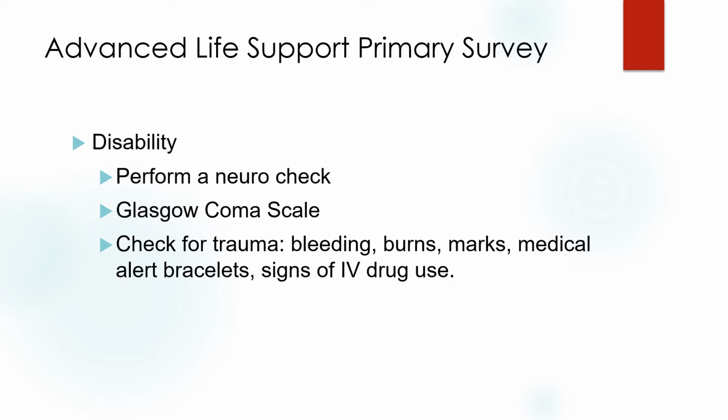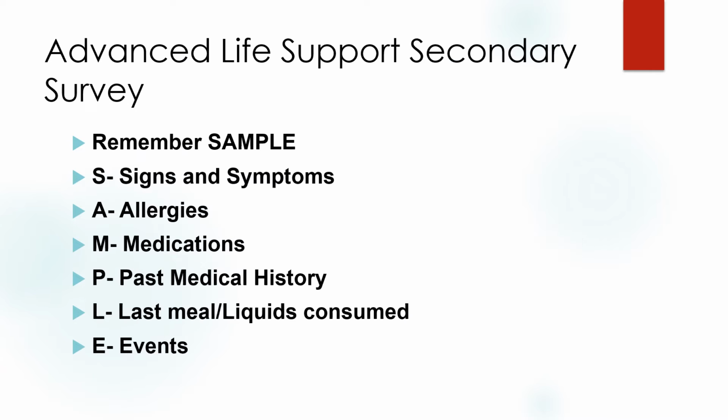We're going to perform a neurocheck, Glasgow Coma scale. We're going to check for trauma, bleeding, burns, marks, medical alert bracelets, and signs of IV drug use, and this is a disability screen. When we're doing the secondary survey, we want to remember the word SAMPLE. So we're looking for signs and symptoms, allergies, medications, past medical history, last meal or last liquids consumed, and events that led up to the patient's state.